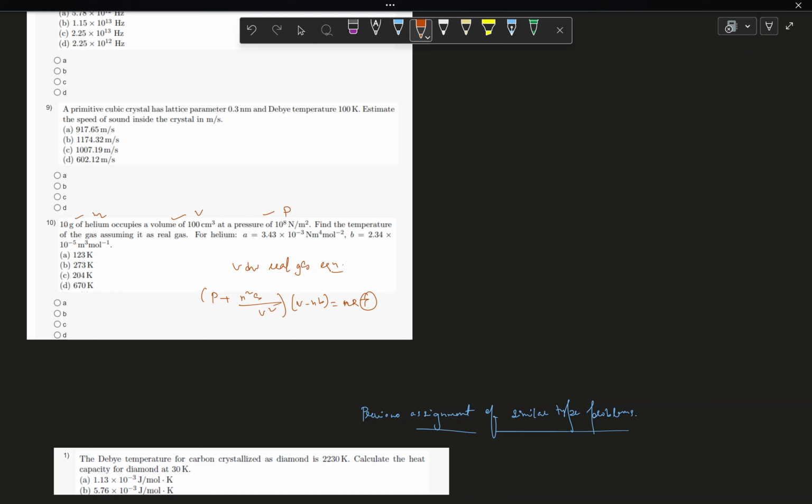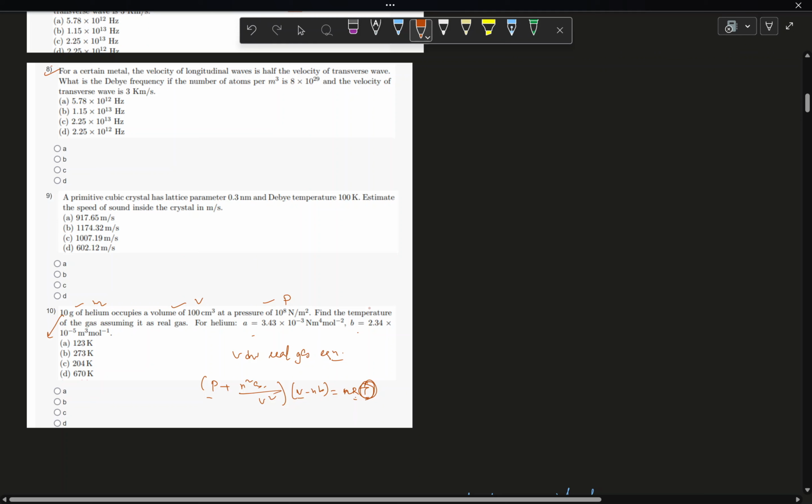n is the number of moles, which you have to calculate from the mass. Divide the mass by the molar weight of helium and you will get the number of moles n. A and b values are provided to you. V and P are also provided, and R is a universal constant, that value you know. So just taking care of the units carefully, you can get the temperature value. So you can solve it by yourself. We are more concerned about question number 9, which is sort of new. So let us read that question.